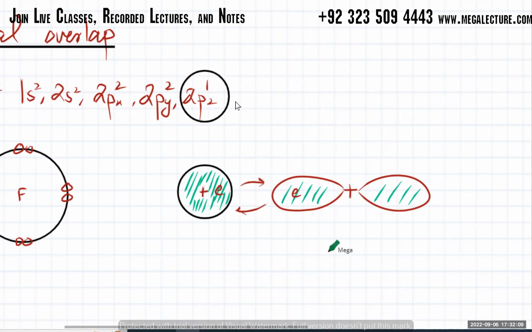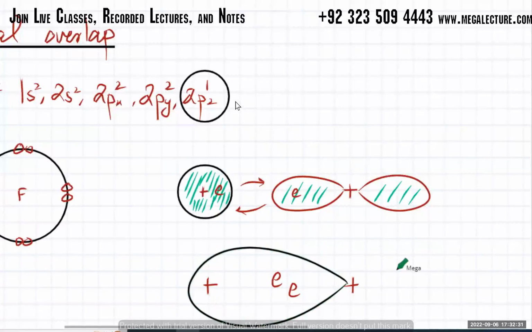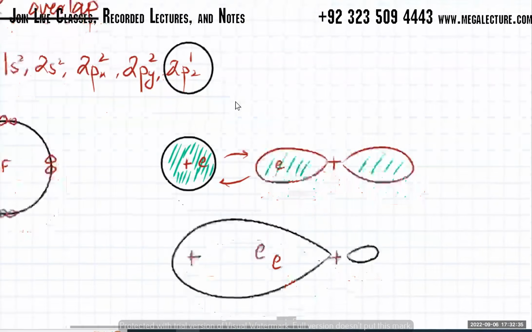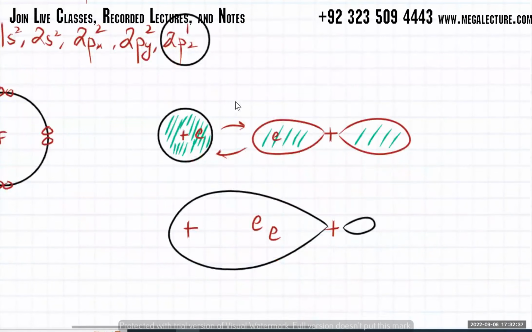So what will now happen is that the two orbitals will overlap. The nuclei will stay wherever they are, but the electrons are getting attracted. And again, the maximum electron density would be somewhere in this middle part. But the orbital shape would look something like this after it has merged. Okay.